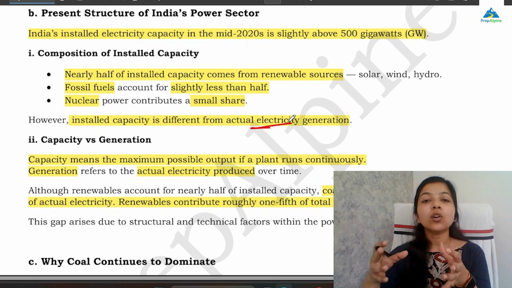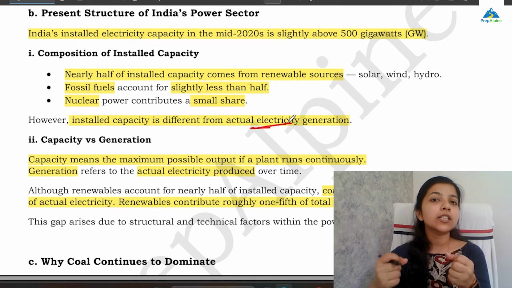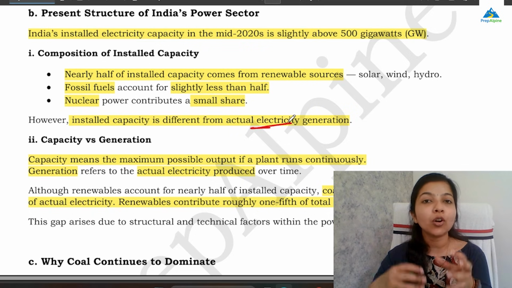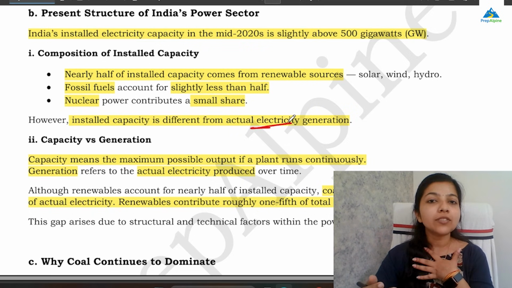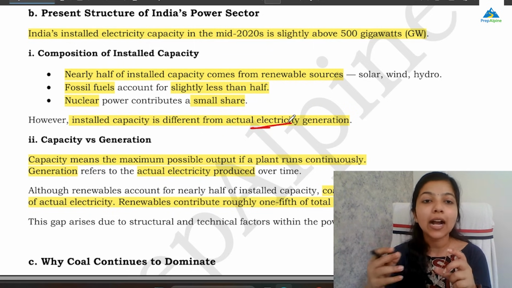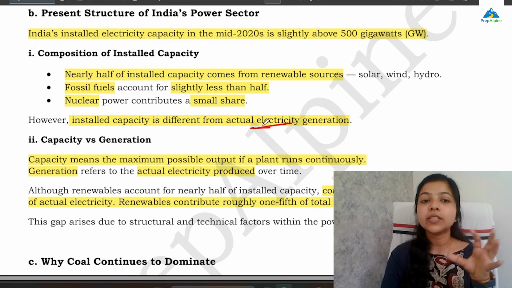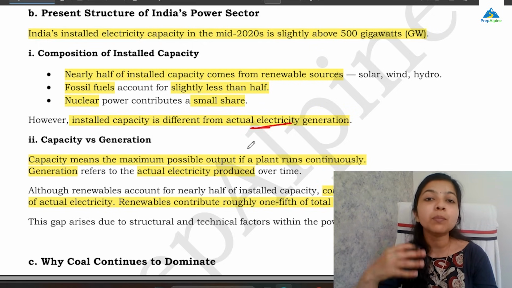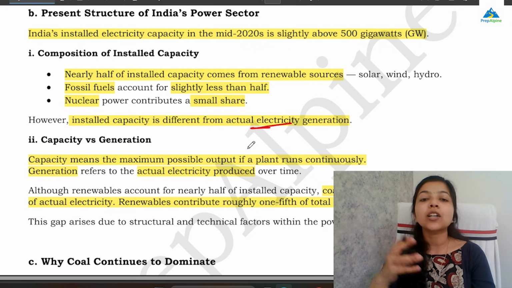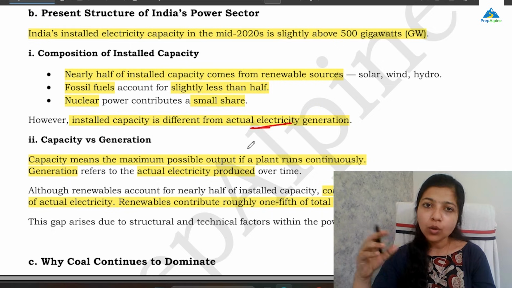Consider installed capacity as the amount of capacity that you have to study, and actual generation as the actual amount of study that you do. So I have the capability of studying 12 hours a day, but I study only 4 hours a day. So my productivity will be determined only by those 4 hours and not by my actual capacity. So that is what it means. The capacity means the maximum possible output if a plant runs continuously, and generation means the actual electricity produced over time.